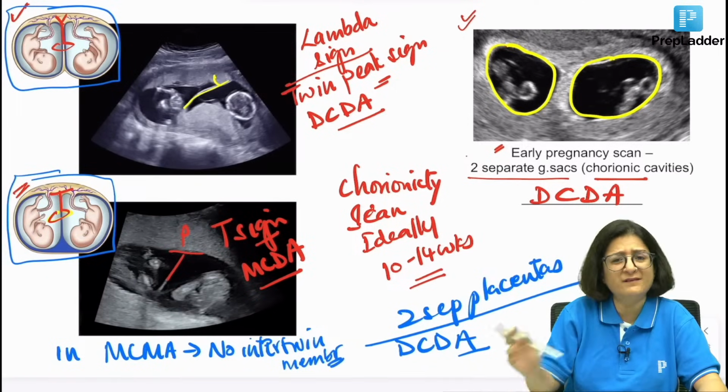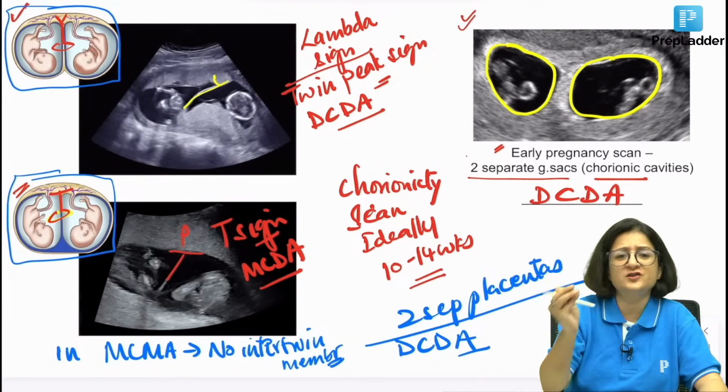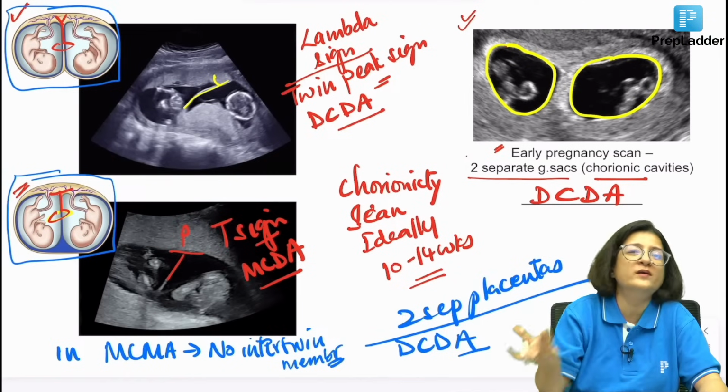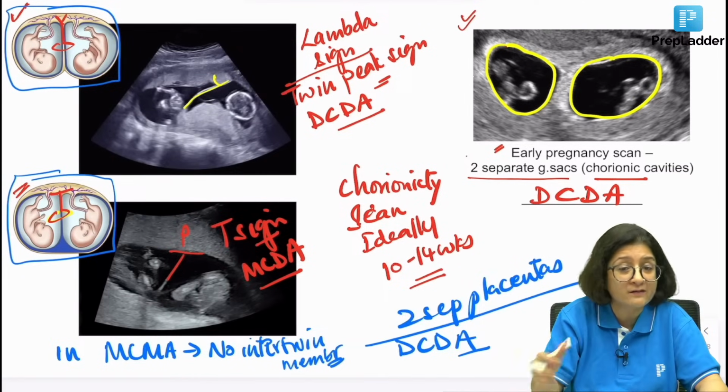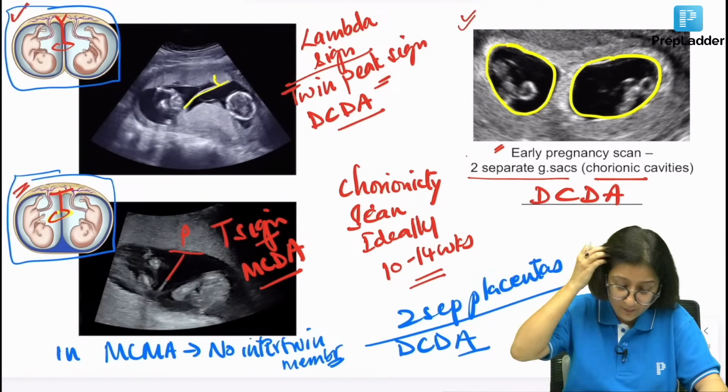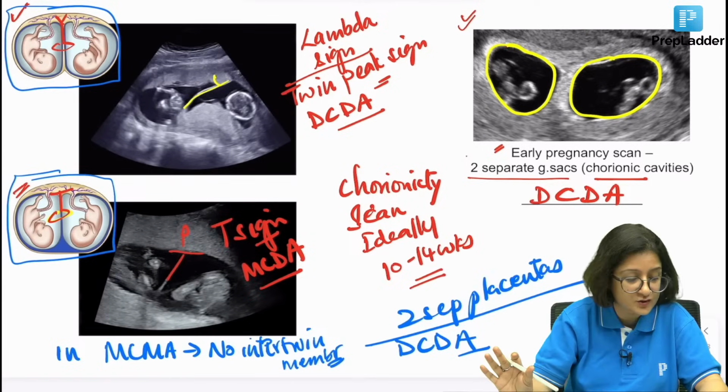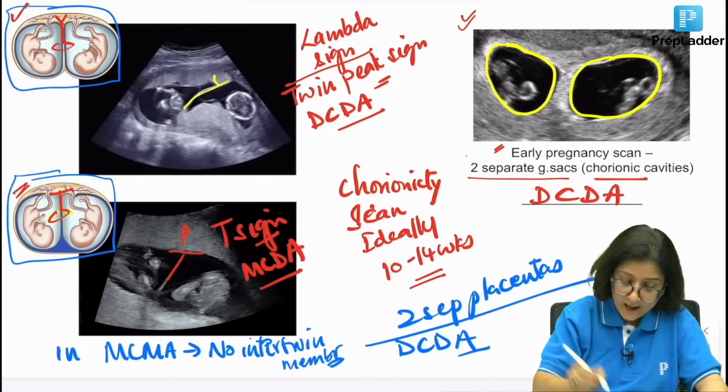And don't worry, there will not be an image for this, because how will they ask you to identify something that is not there, which is not seen? So in monochorionic monoamniotic, there is no intertwin membrane. That's just an extra bit of information, right?